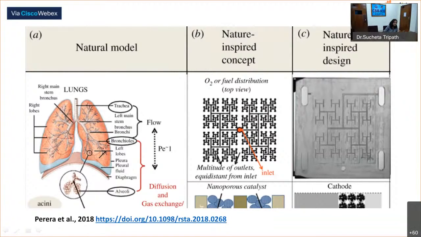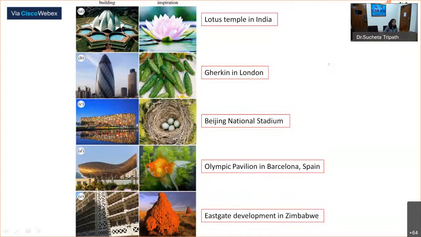And taking a cue from here, scientists have built capacitors and nanomaterials which can reach out to different parts, or increase the surface area. They have designed semiconductors and other electronic devices from this experiment. So as you can see, this is a very nice way of imitating nature. Similarly, in building structures or buildings, nature's cue has been taken.